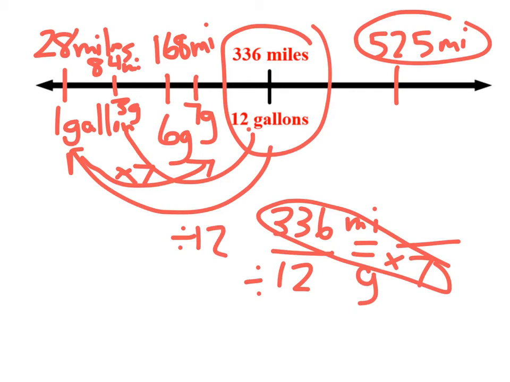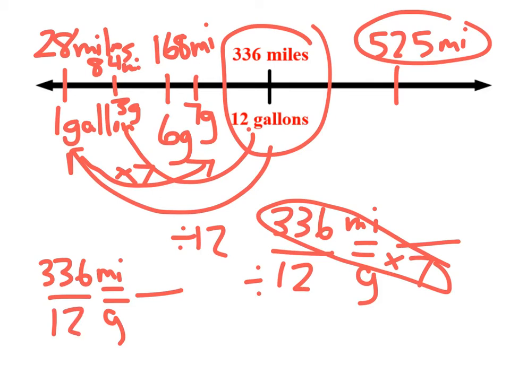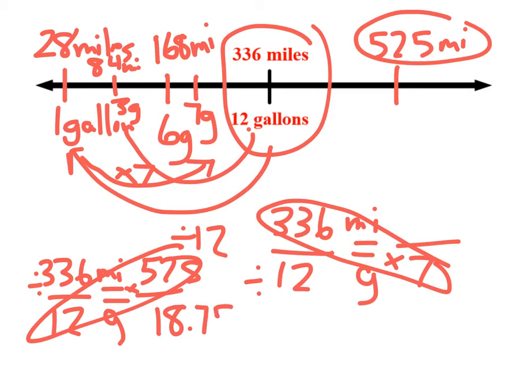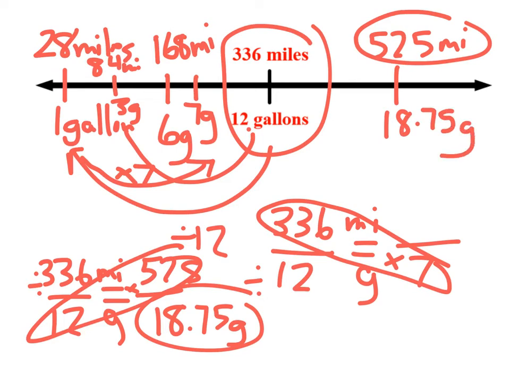That confuses some people, but one way to fix it is just go to a proportion instead. Miles, gallons. The one that I already know is 336 miles for 12 gallons, and now I want 525 miles. All I'm ready to do is multiply the diagonals and divide by the other one. And that gets me my answer of 18.75, and it's already got the label down there with it. It would take me 18.75 gallons to take this trip.